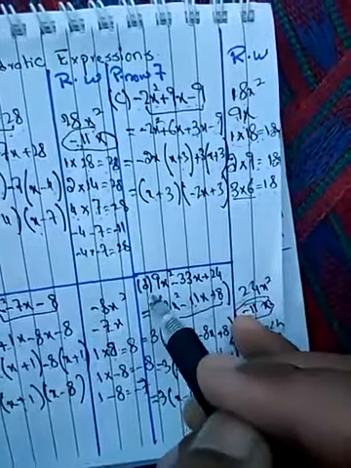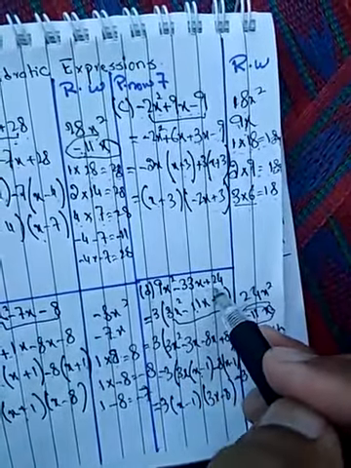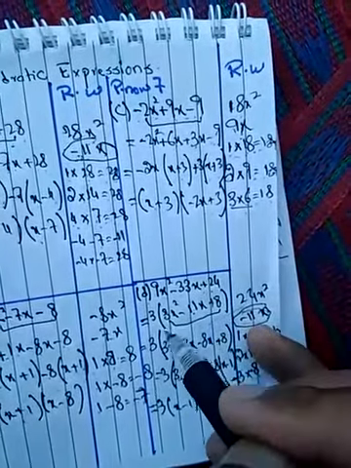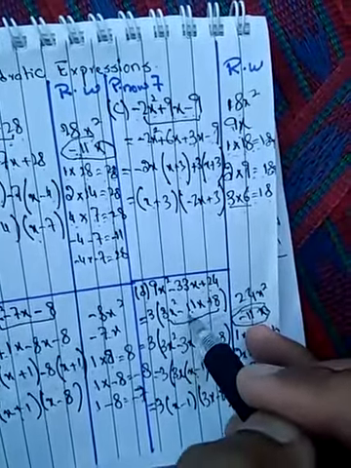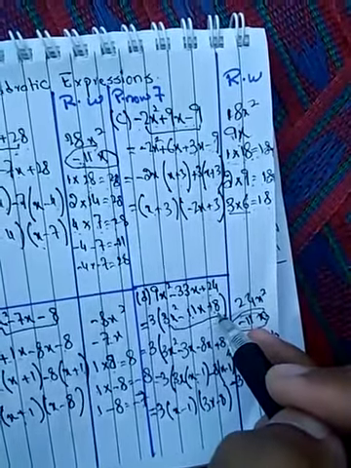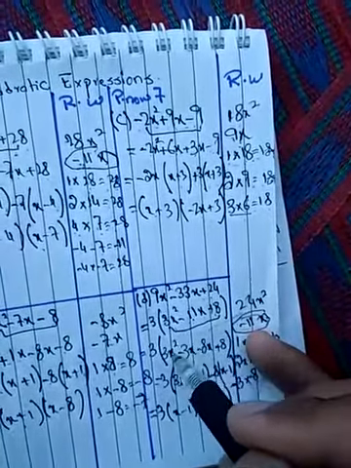Now we come to part D. 9x square minus 33x plus 24. First we take 3 as common from the whole expression, and we have left 3x square minus 11x plus 8. Now we factorize the expression within the brackets.